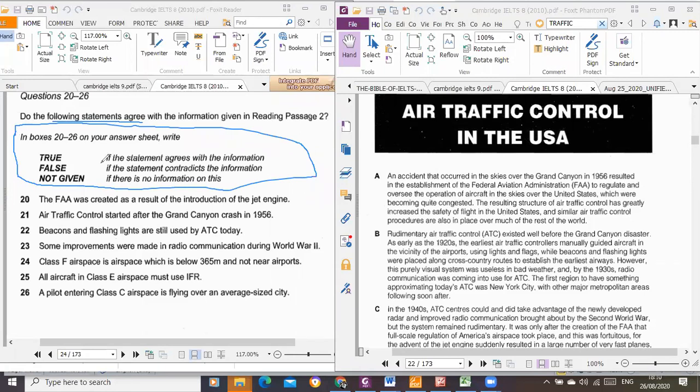Now, in boxes 20 to 26 on your answer sheet, write true, false, not given. It is only true if the statement, statements 20 to 26, agrees with the information given in the passage. It is only true if the statement given is the same thing or agrees with what we have in the passage. It is false if the statement we have been offered here contradicts, is the direct opposite of, the information we have in the passage. And it is not given if we don't have enough information on the issue they have raised to say it is true or false. All right. So that is quite straightforward.